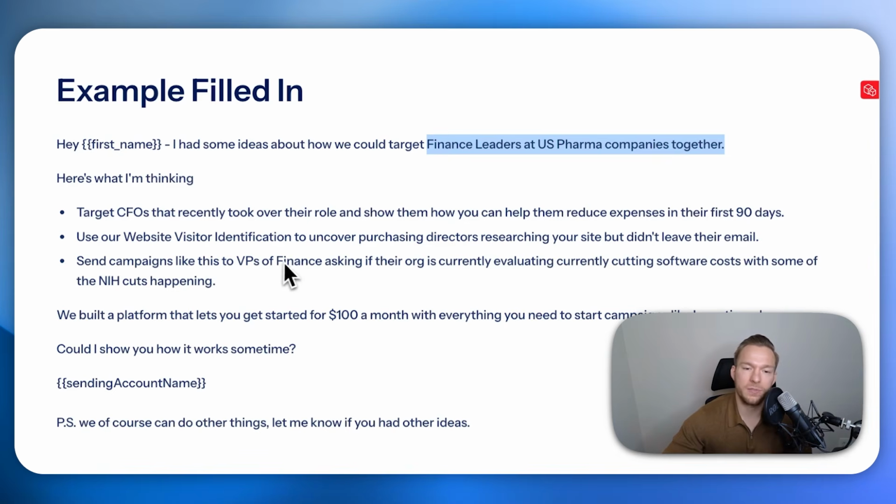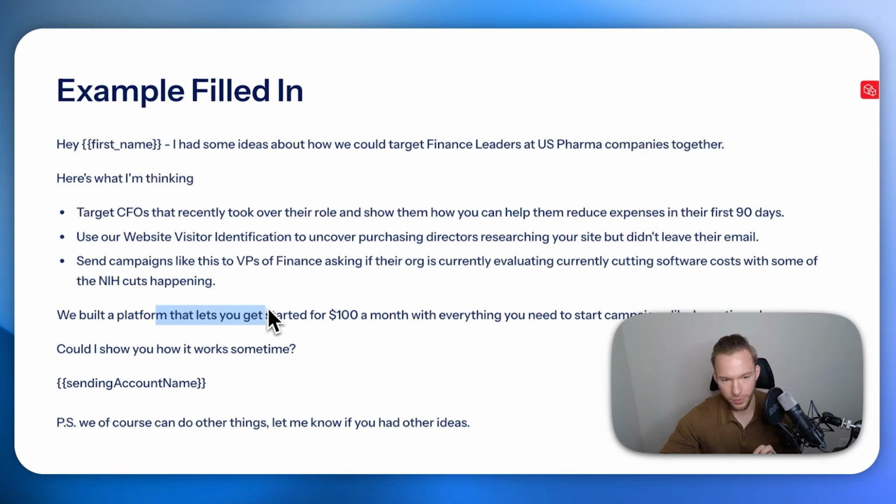Send campaigns like this to VPs of finance, asking if their org is currently evaluating cutting software costs with some of the NIH cuts happening. We built a platform that does all this, blah, blah, blah, blah. And so what some of you might be thinking is, wow, I follow a lot of Instantly's content, and this is way longer of an email than they would ever recommend. But I also find when you're sending really good content, people will read a longer email. So if you really nail the ideas, they'll read them.